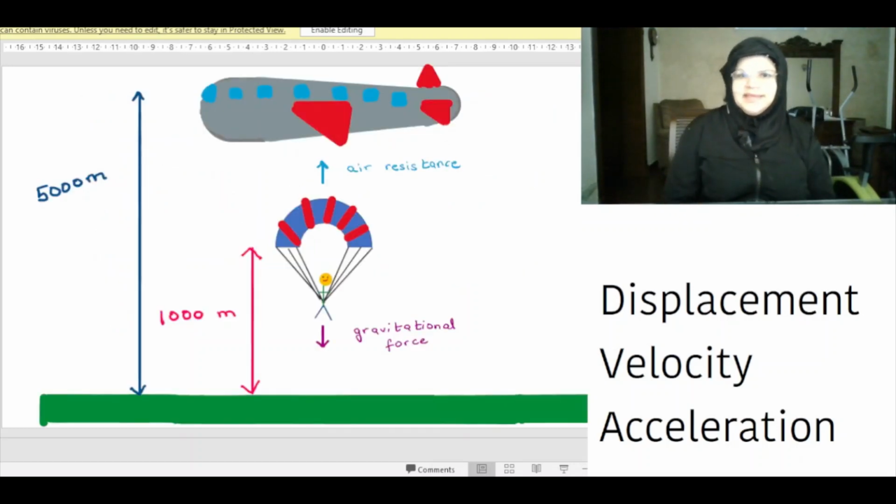Let's consider the case that the person jumps from an aeroplane that is at the height of 5000 meters. After covering 4000 meters, the person opens the parachute when the person is 1000 meters above the ground. There are two forces at play here. One is the gravitational force, the other is the air resistance.